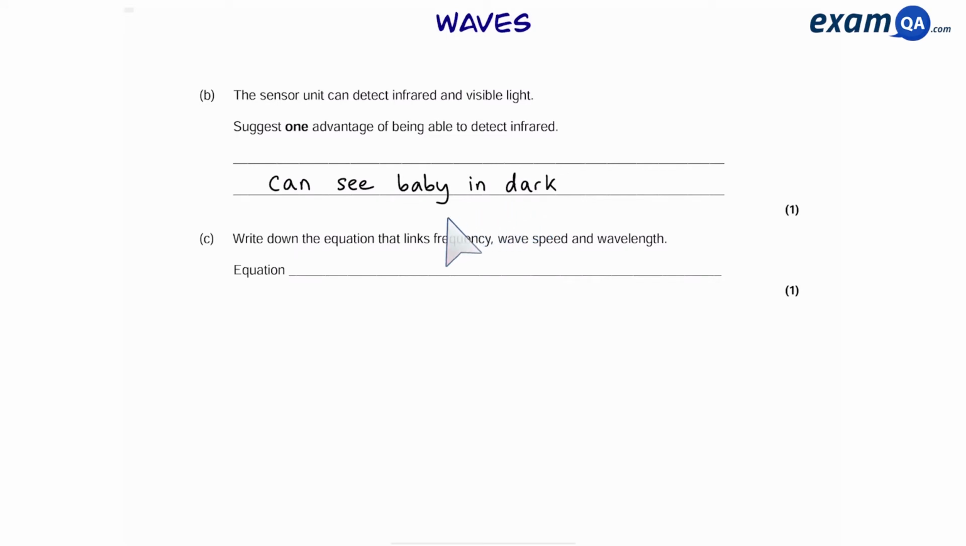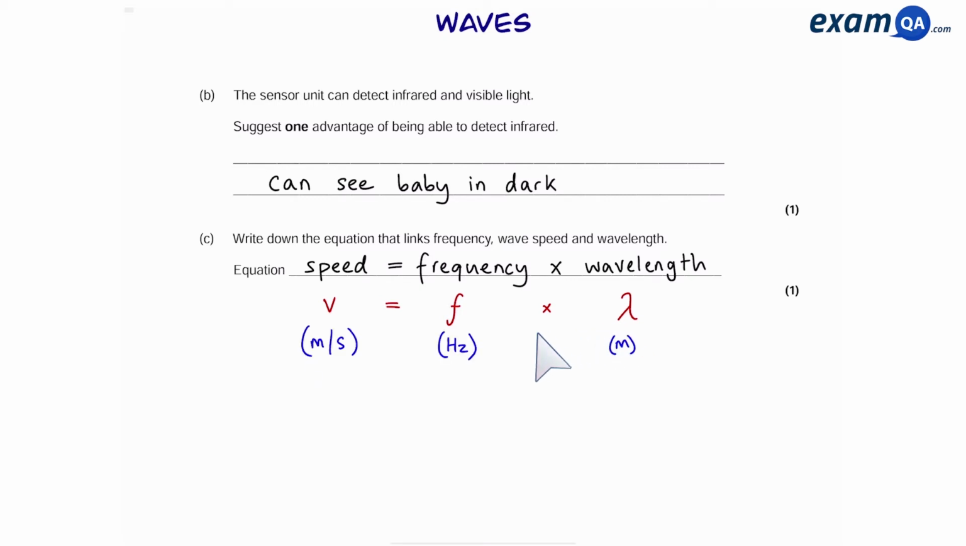Write down the equation that links frequency, wave speed, and wavelength. So this is a very popular equation that we all have to know, which is speed equals frequency times wavelength. These are the symbols that we can often see. For speed is V, frequency is F, and wavelength is this weird little symbol called lambda. And these are the units. So meters per second for speed, hertz for frequency, and meters for wavelength.